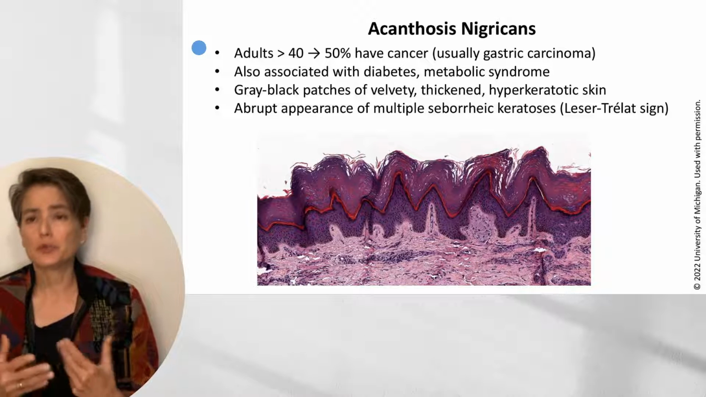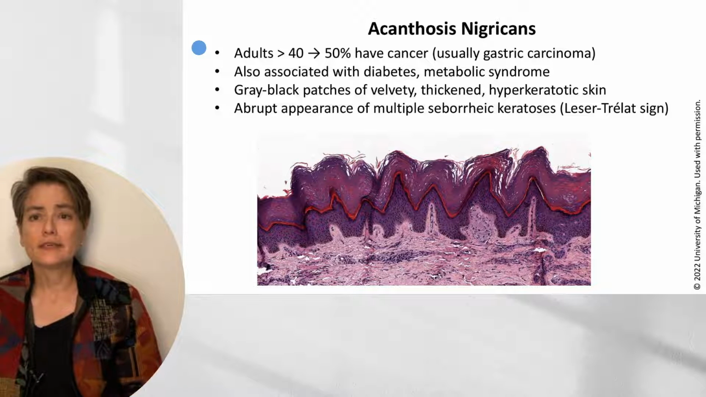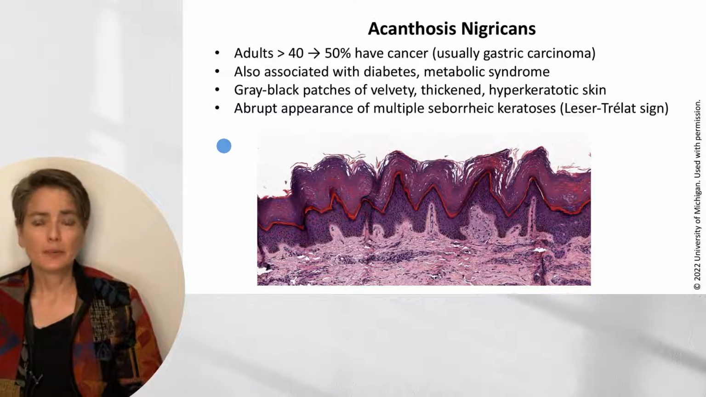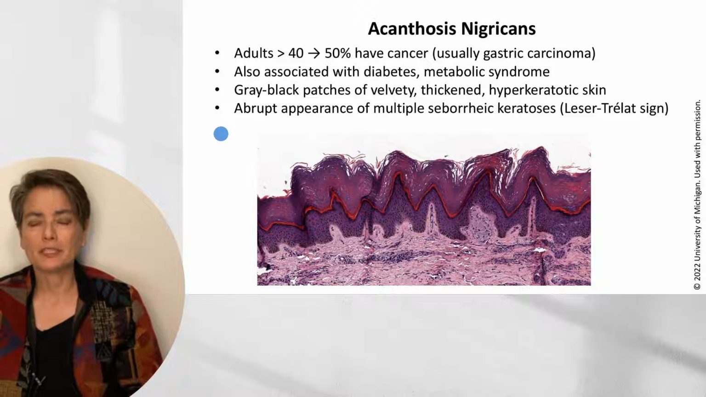Now, occasionally what you'll see with acanthosis nigricans in the setting of a malignancy is you will get the abrupt appearance of multiple seborrheic keratoses. And I'll show you an image of that in a moment. Seborrheic keratoses are covered in the skin chapter of Robbins. They are basically small hyperpigmented patches that appear on the skin.